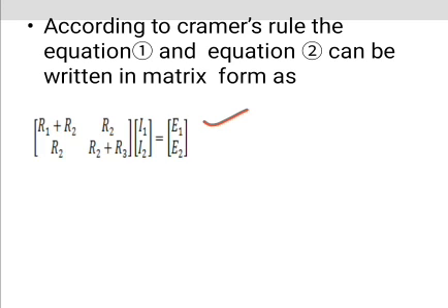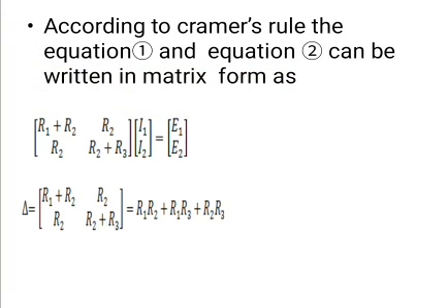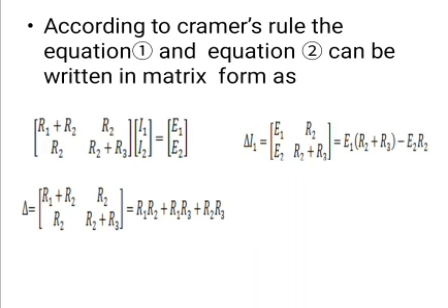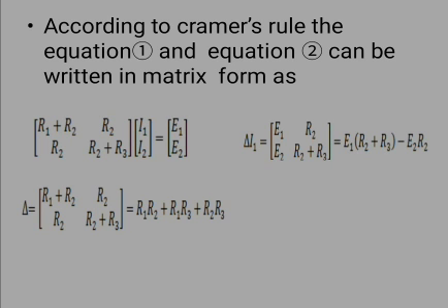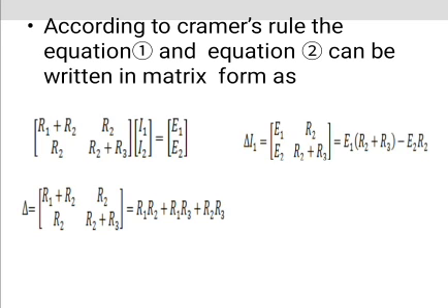Let delta be the determinant of the coefficient matrix of the above system. Let delta I1 be the determinant of the matrix formed by replacing the first column values of the coefficient matrix with the answer column values. That means the first column values are replaced by the answer values, which are E1 and E2.